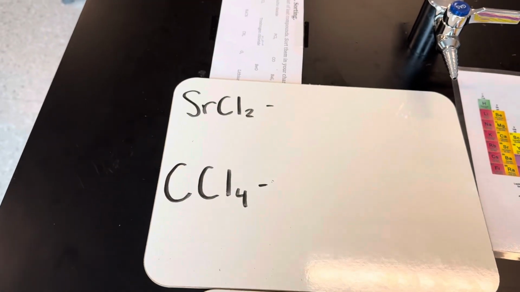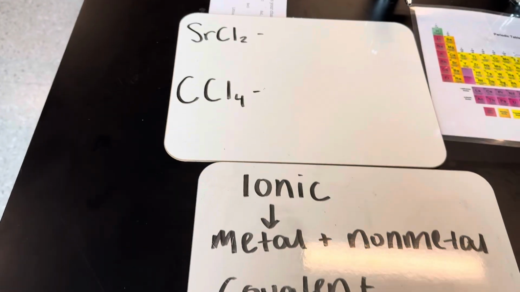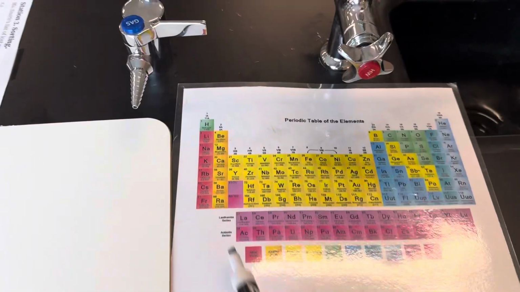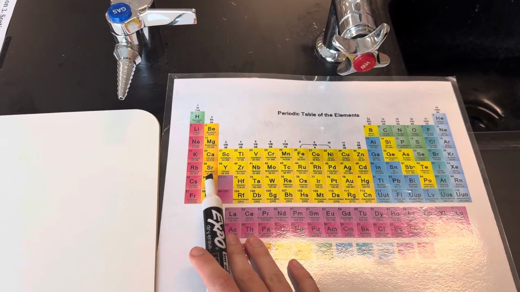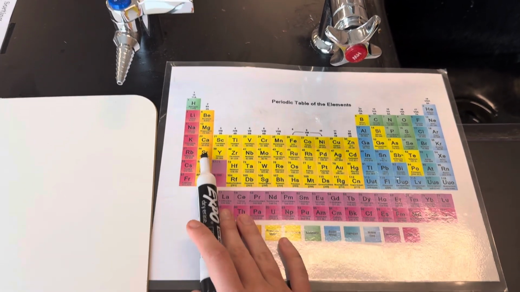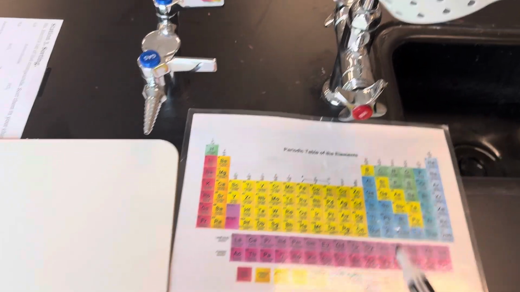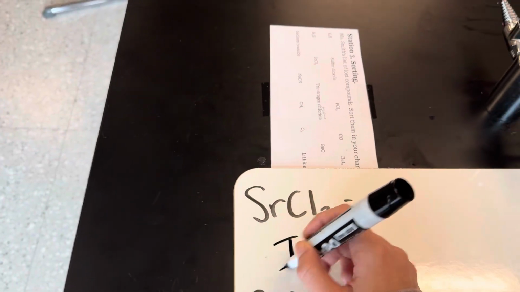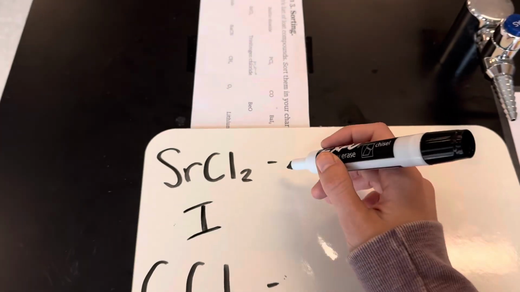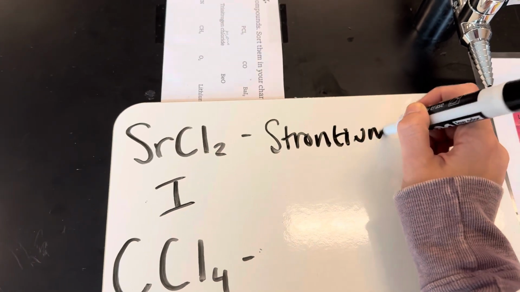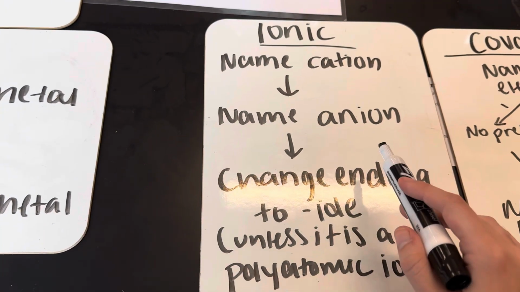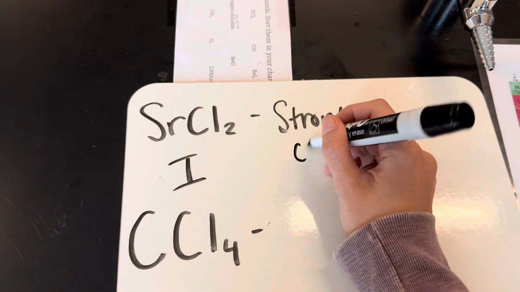Okay, so here's one. Strontium and chlorine. I need to decide if that's ionic or covalent, so I know which rules to follow. So I find strontium, that's a metal, has to be ionic. It doesn't even matter what the next one is. The next one has to be non-metal because you can't have two metals bonded together. So if you have a metal and a non-metal, which I do, chlorine, that's going to be ionic. So we follow our ionic rules, which means we name the first one strontium. And we name the anion, the second one, and change our ending to "ide." So chlorine becomes chloride.